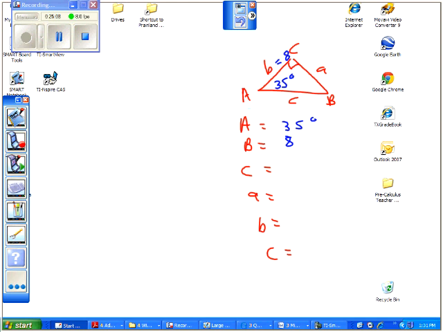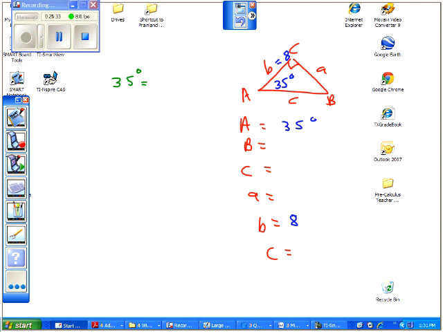Whoops, little b is 8. And with that, we'll have everything else. So we're going to use trigonometric ratios and the Pythagorean theorem. We've got a 35-degree angle.